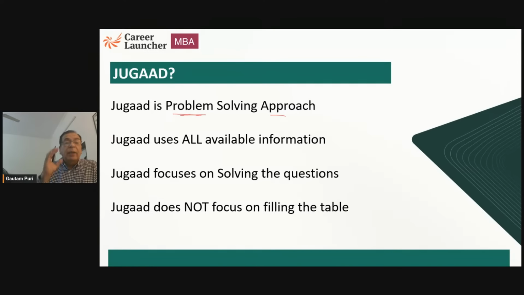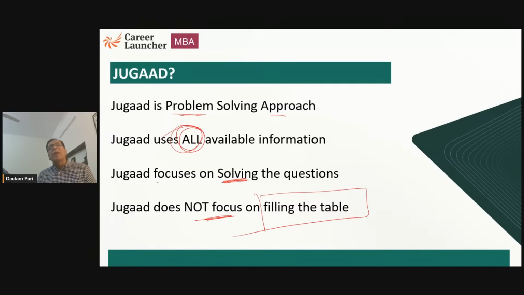And what does Jugaad do? It makes use of all available information. Now, what do I mean by all available? I'm sure many students will say, but everyone says that the entire information is used. No. Most students don't use all available information. Most students end up using only the information which is given in the data set, in the table. But what about the question and choices? That is something most people ignore or are not even aware should be used. And that is what we will be looking at. In addition to this, Jugaad focuses on solving questions and not on filling up the table.